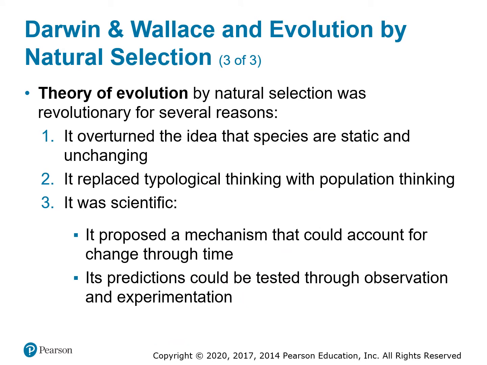The theory of evolution was revolutionary for a couple of reasons. First, it was because everyone thought that species were static, that they weren't going to change. So it replaced that typological thinking with the population thinking. So again, not the organism, but the group of organisms. And it actually had a process and a pattern that you could explain through observation and experimentation.